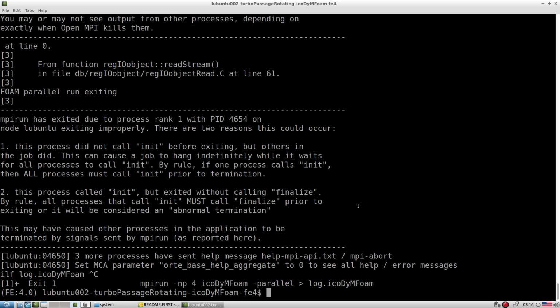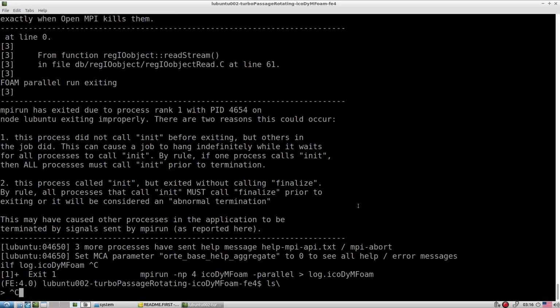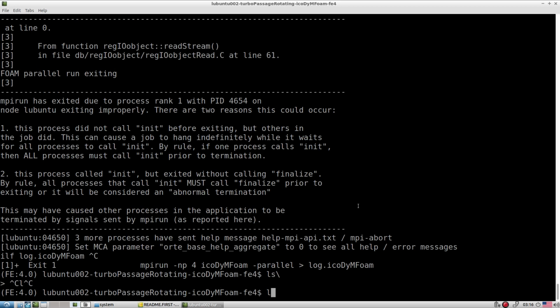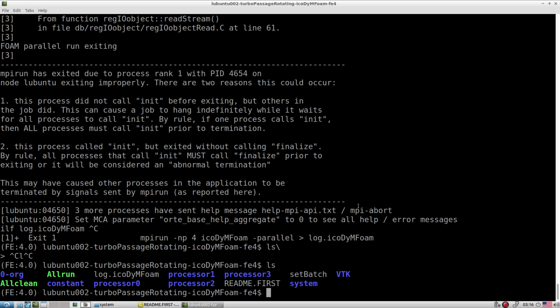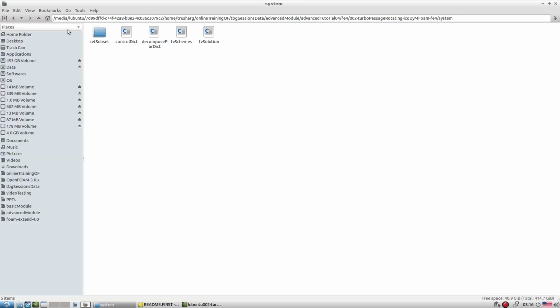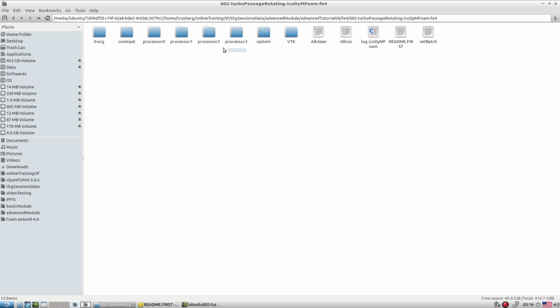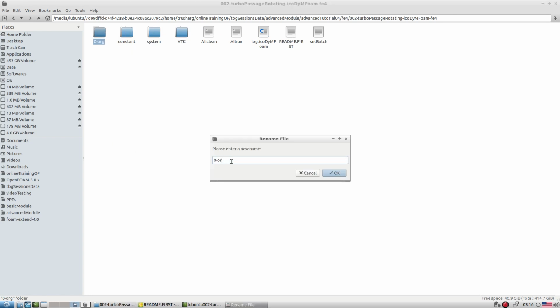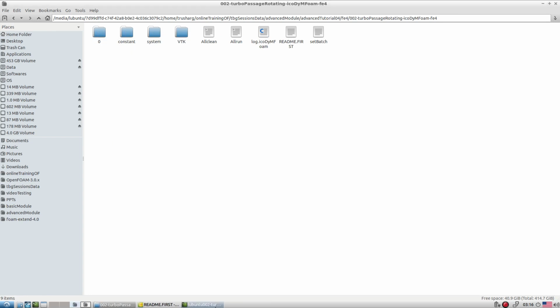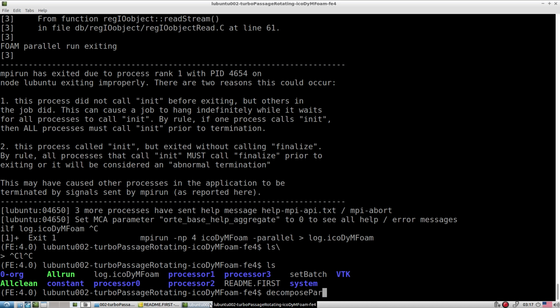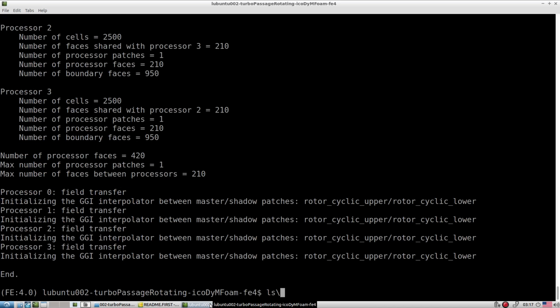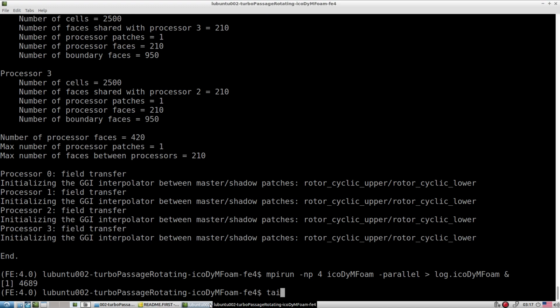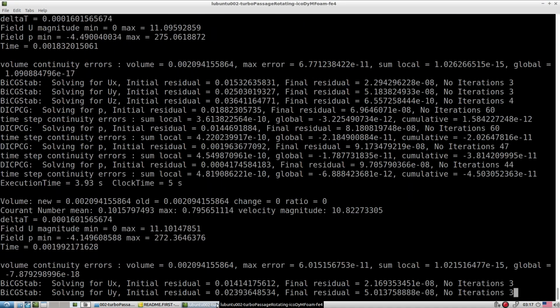Sorry. The zero folder is not available because I renamed it. That's why it's failing, nothing problematic. So let me rename the 0 folder, and let's go for decomposition again. Okay, so it's running with the 4 processors.